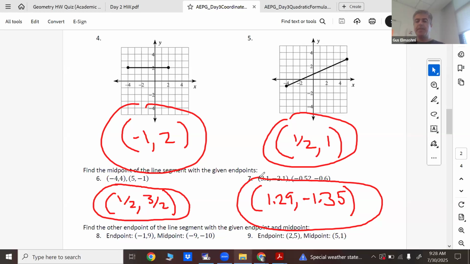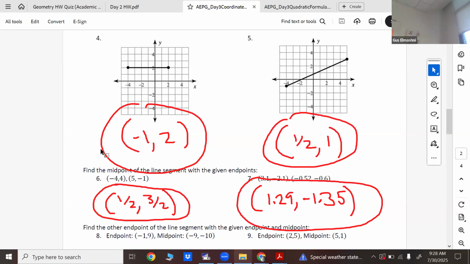Now let's talk about 8 and 9. Now for 8 and 9, you could approach it from an algebraic perspective. I'll show you how to approach it algebraically, but I'm also going to show you how to do it graphically too. But let me wait till you guys are ready.